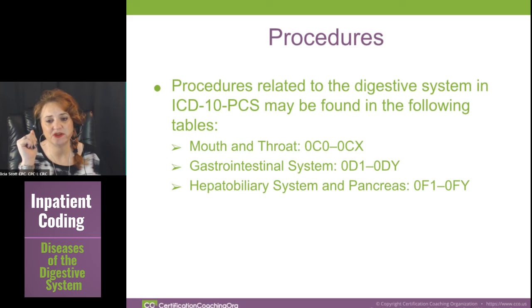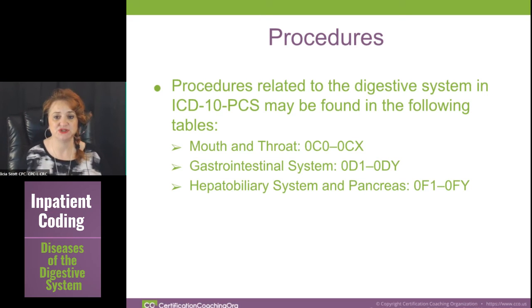Hepatobiliary system and pancreas will be 0 for med-surg. F, because that's the hepatobiliary and pancreas body system. And then your third root operation will be 1 through Y. Again, what are we going to actually do? We're going to place a stent in the hepatobiliary tract.